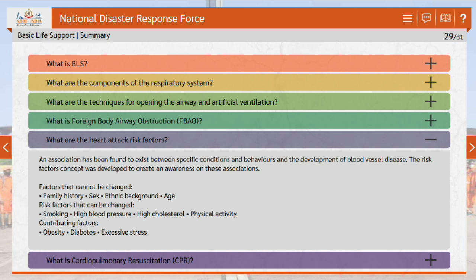An association has been found to exist between specific conditions and behaviors and the development of blood vessel disease. The risk factors concept was developed to create an awareness on these associations. Factors that cannot be changed: family history, sex, ethnic background and age. Risk factors that can be changed: smoking, high blood pressure, high cholesterol and physical activity. Contributing factors: obesity, diabetes and excessive stress.